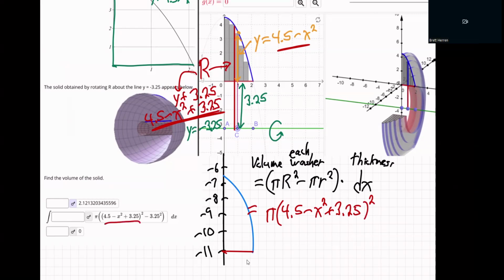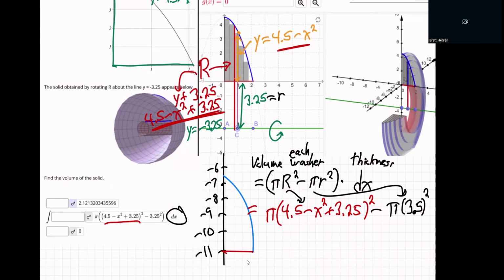Minus, now what's the inner radius? Well, the inner radius, that's just that 3.25, right? The inner radius is just from here up. You can see it in the three-dimensional image. Right there to there, that's your little r. That's your inner radius for the washers. They're all the same inner radius. They just have different outer radii, to use the official word there. So this will be 3.25 squared. That's the inner radius, right? And then we just need to throw a dx on the back of that.